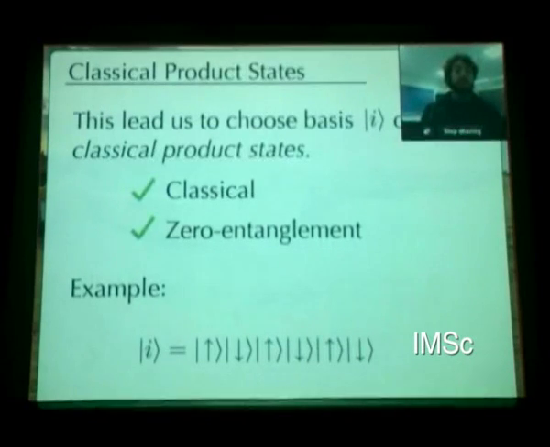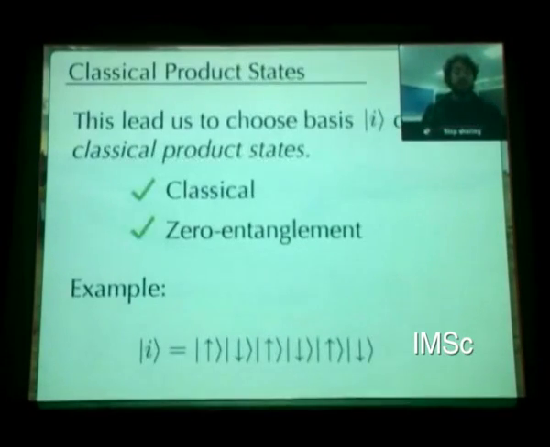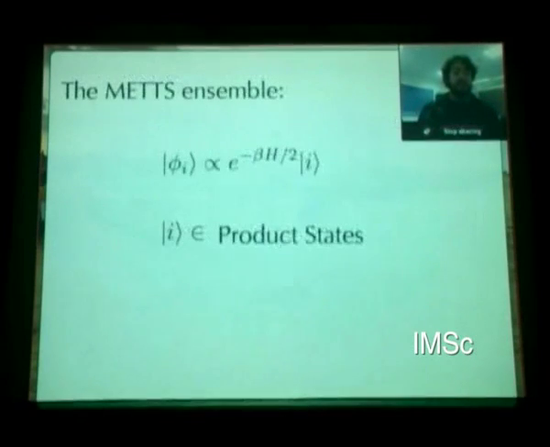We want to choose the space to be the set of classical product states. You can choose classical product states for a spin system in the z basis or in the x basis. Some bases, let's say the z basis, have the two properties we want. They're both classical, and they have zero entanglement. And so all we mean is states that are factorized at every site.